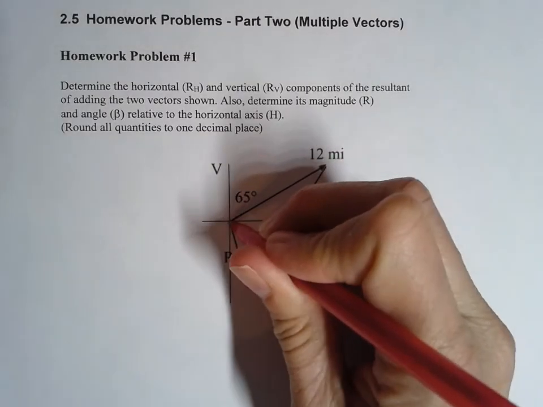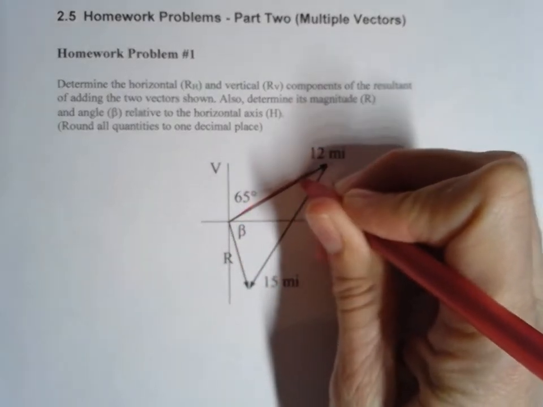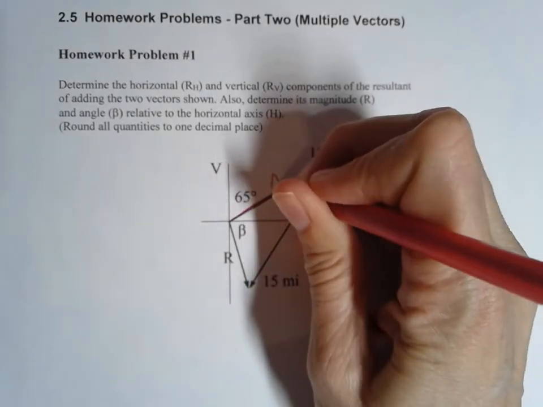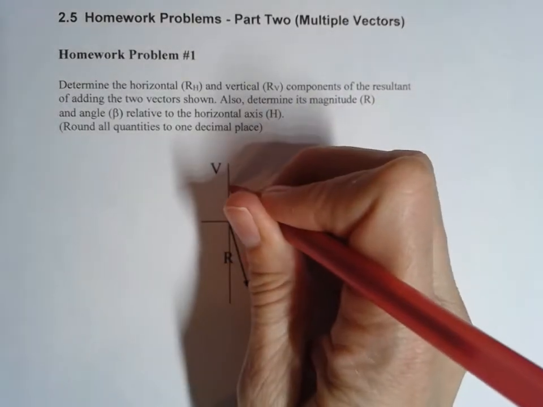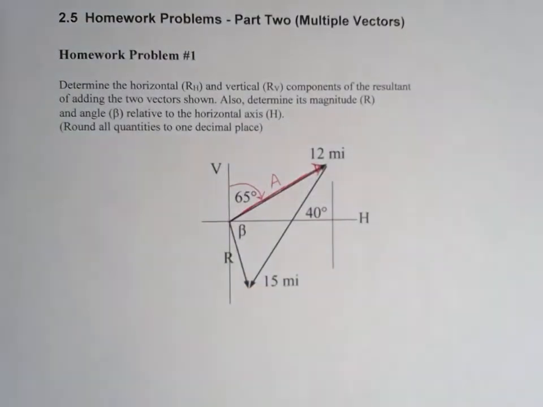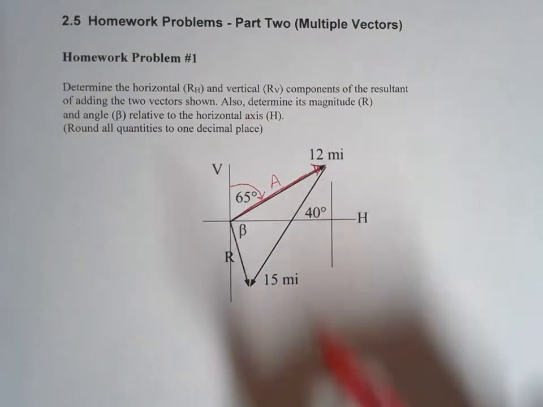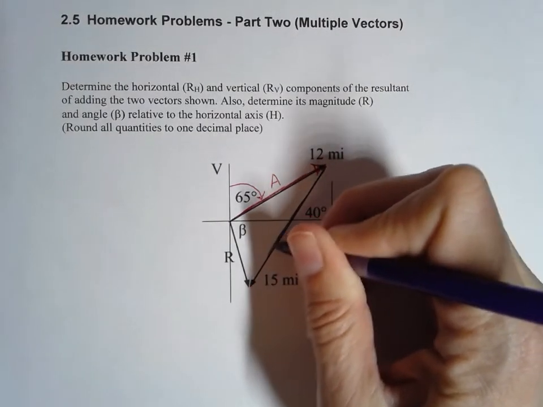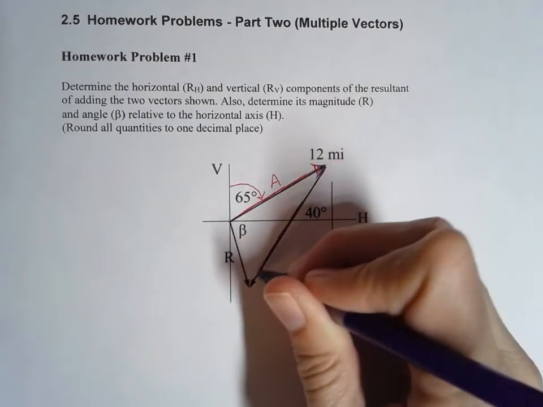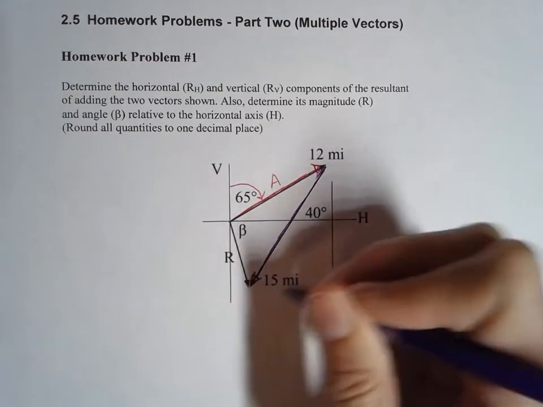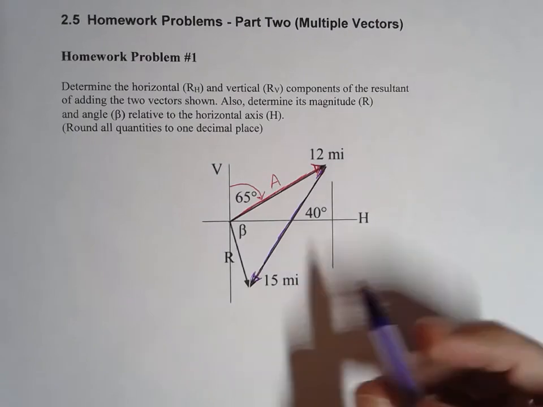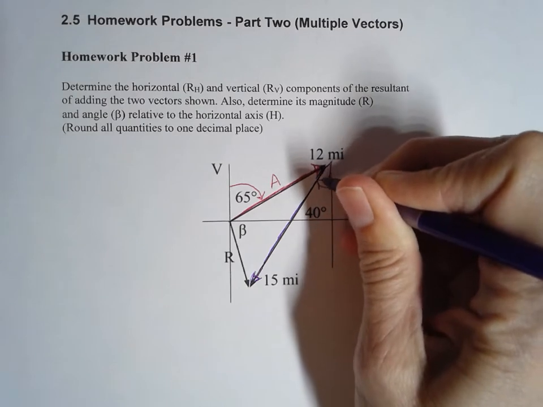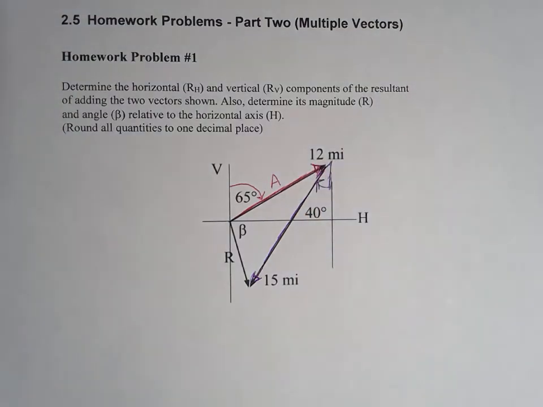This first vector, we're going to start at the origin and follow our trail along. We'll call this vector A. And this vector makes a 65-degree angle from the horizontal, and its magnitude is 12 miles. Then coming right off of that, I have vector B, which comes right at the tip of that down to here. It's got a magnitude of 15 miles, and it's making a 40-degree angle with this vertical here. So it's a 40-degree angle there.